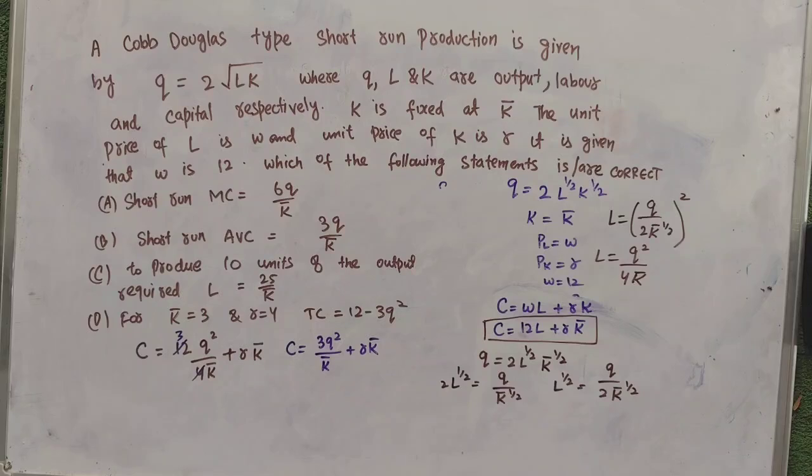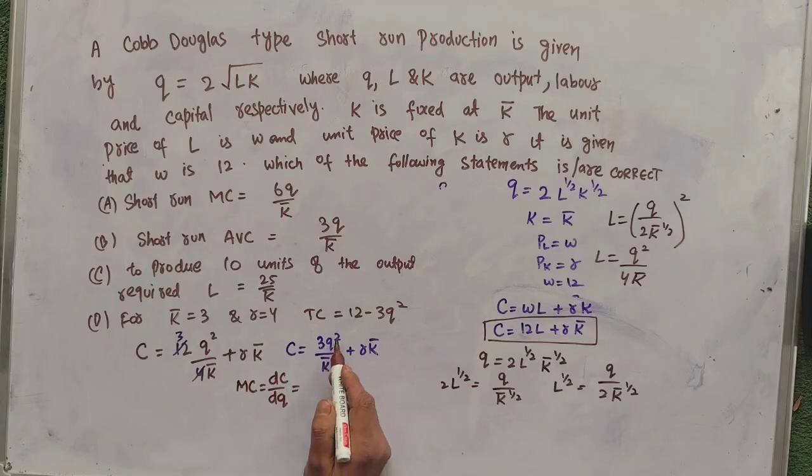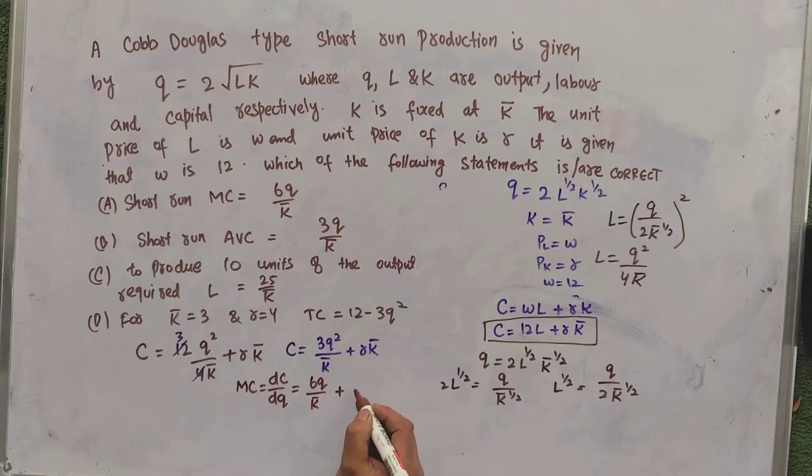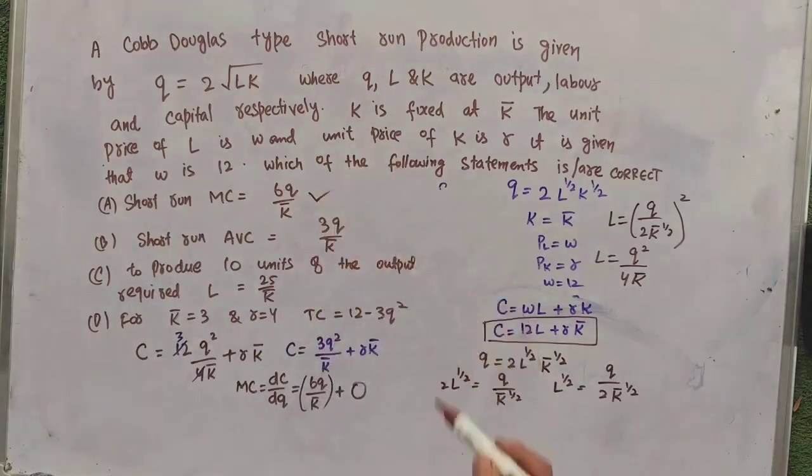Now we are supposed to find out the marginal cost. What is marginal cost? That is the change in the total cost due to the change in the output, that is Q. Take the derivative with respect to Q. So the derivative of Q square is 2Q, so 2 into 3 is 6Q upon K bar, plus this is constant because K bar is a constant, R is also fixed. So 6Q upon K bar denotes the short-run marginal cost. So short-run marginal cost is 6Q upon K bar, it's correct.